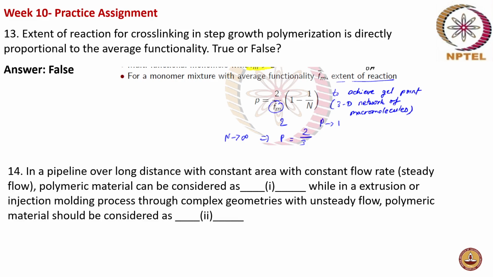Next. In a pipeline, over a long distance, with a constant area and a constant flow rate, steady state flow, polymeric material can be considered as dash, while in an extrusion or injection molding process through complex geometries with unsteady flow, polymeric material should be considered as dash. So, what kind of behavior should be considered for a polymeric material in these two cases?